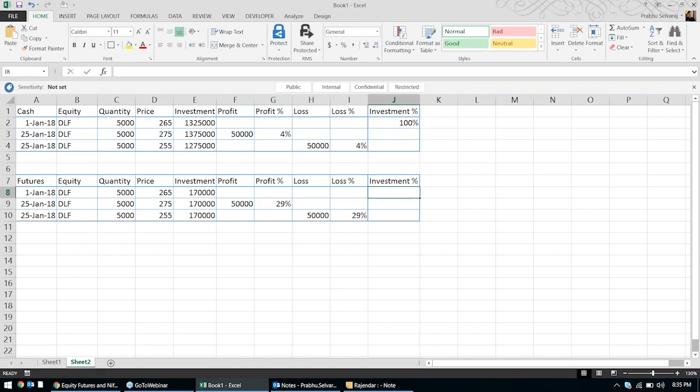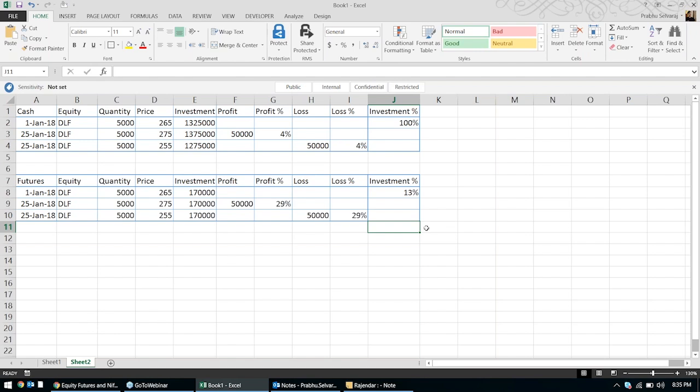How much money am I investing? Here I invested 100% of my capital. Here I'm investing only 12% of my capital to make the same amount of profit that I'm able to make in the cash market. So this is the difference between the cash market and the futures market. If you are able to predict the right move, you can double your money in no time.